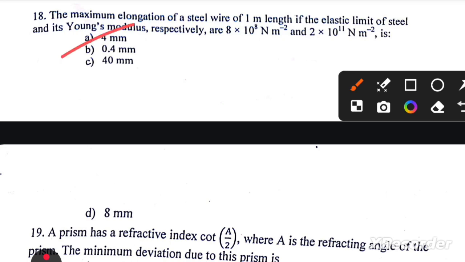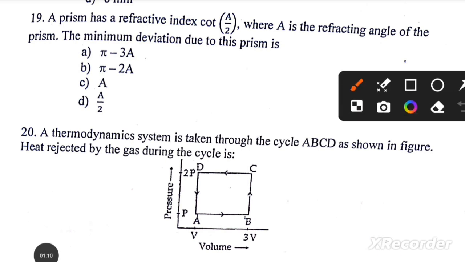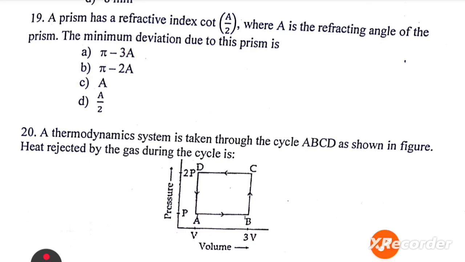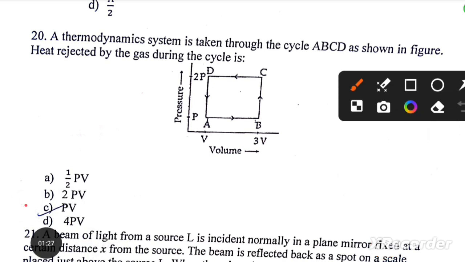4 mm. A prism has a refractive index of cot A by 2 where A is the refracting angle of the prism. The minimum deviation due to the prism this prism is pi minus 2a. A thermodynamic system is taken through the cycle ABCD as shown in the figure. Heat rejected by the gas during the cycle is. Correct answer आपका option B.